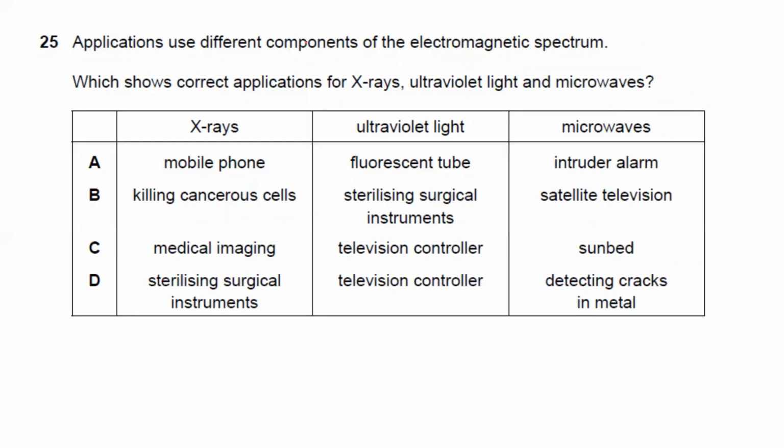Applications use different components of the electromagnetic spectrum. Which shows the correct use of X-rays, ultraviolet rays, and microwaves? X-rays used in mobile phones, no. Ultraviolet rays, microwaves, yes. Intruder alarms, microwaves, generally they are not used. X-rays killing cancerous cells, yes, this is a use. UV light sterilizing surgical equipment, yes. Microwave satellite communications, yes. Microwaves also used for sunbed, detecting cracks in metal, yes. Ultraviolet television controller: generally these are IR, infrared. Television controllers are generally infrared. So no, UV light is not generally used for this purpose.